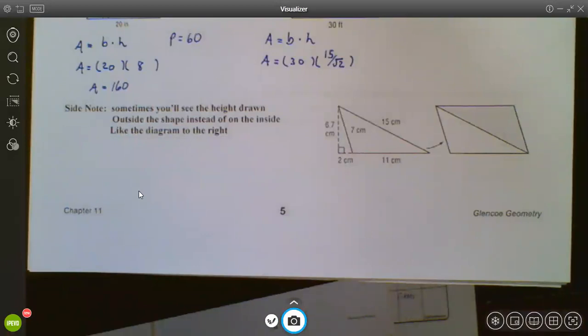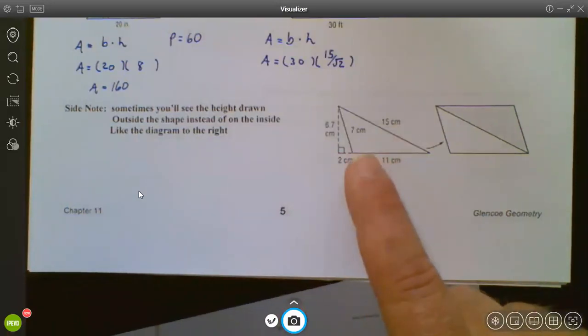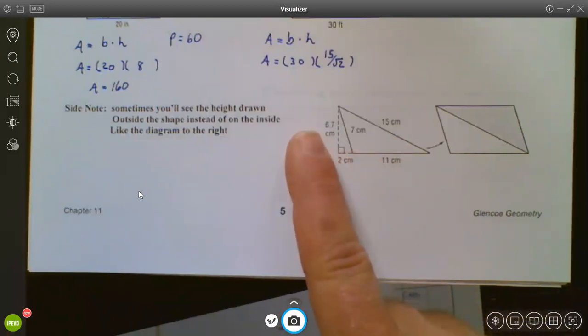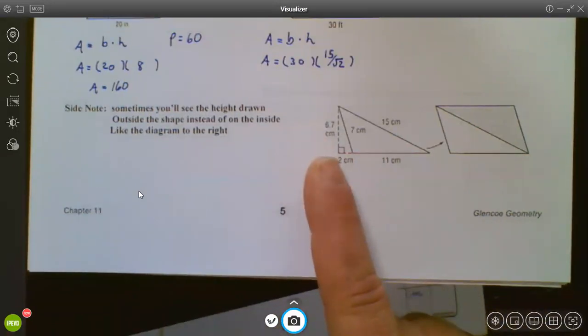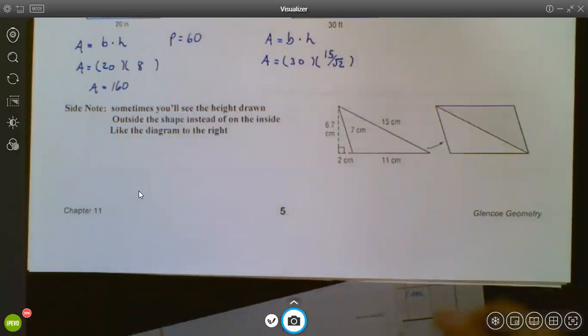One of the things I wanted to mention is that sometimes with an obtuse triangle like this one, they may draw the height on the outside of the shape. What I want you to know about this though is you see how these lines are dotted? If you see dotted lines, then that is not part of the shape. It's only there to give you information. It's not part of the drawing.